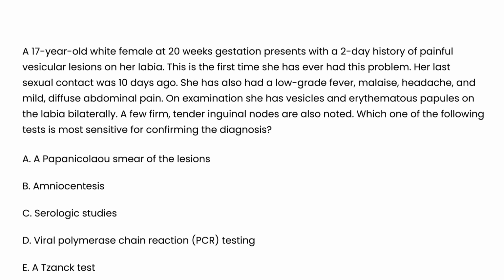A 17-year-old white female at 20 weeks gestation presents with a 2-day history of painful vesicular lesions on her labia. This is the first time she has ever had this problem. Her last sexual contact was 10 days ago. She has also had low-grade fever, malaise, headaches, mild diffuse abdominal pain.